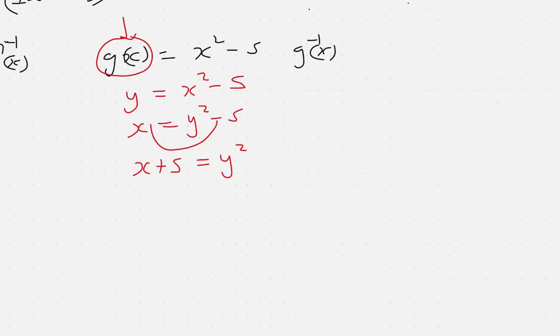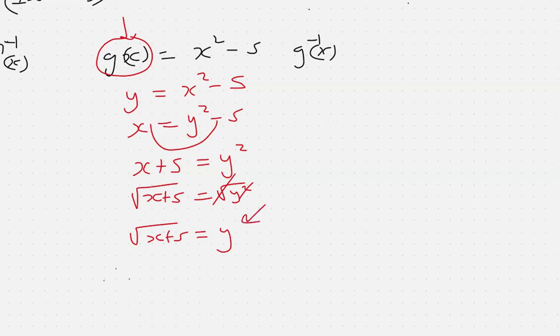So you're going to take the square root of x plus 5, and that's going to be equal to the square root of y squared. Guess what happens? The square root cancels the square. So you end up with the root of x plus 5 is equal to y. The moment you find y, ladies and gentlemen, you have obtained the inverse. Therefore, G inverse of x is equal to the root of x plus 5. Any questions?